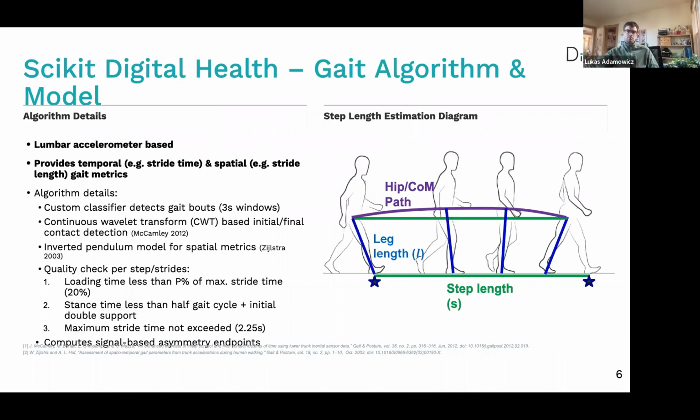The first of the main big algorithms that we're going to talk about is the Gait algorithm. So we have a lumbar accelerometer based version that provides temporal and spatial metrics, such as stride time and then stride length for the spatial. Quickly going over the details, we're using continuous wavelet transform to detect initial and final contacts, and then an inverted pendulum model to go from those temporal metrics to extract spatial metrics, and then a series of quality checks for each of the steps and strides that we're estimating.